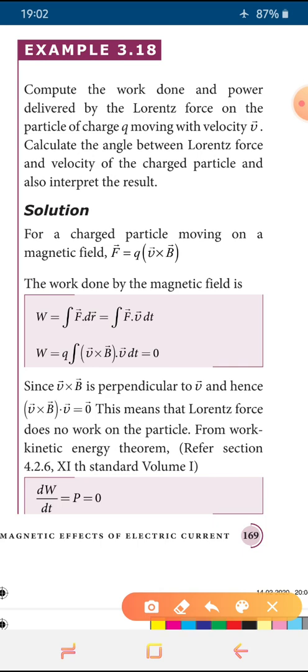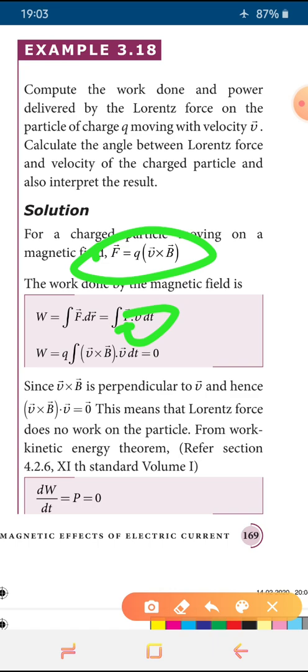Then the work done can be substituted here. W is equal to q taken out. In this we substitute F from the magnetic Lorentz formula. After substituting, q is common and taken out. We apply the integration for v vector cross B vector dot v vector dt, which is equal to 0.